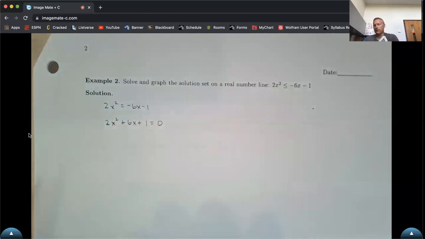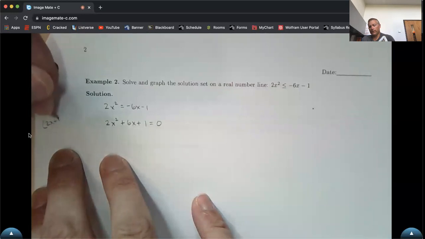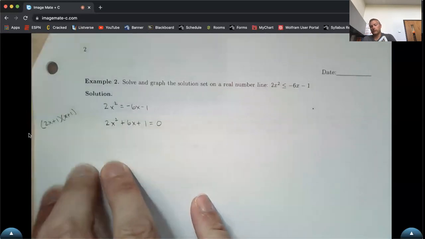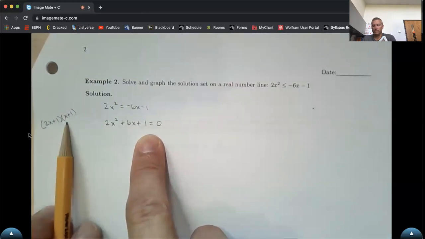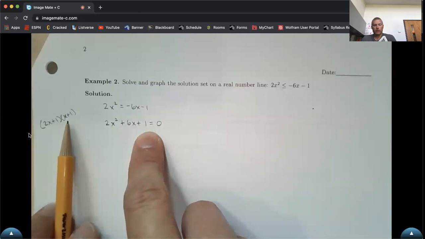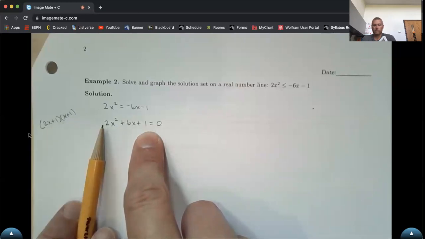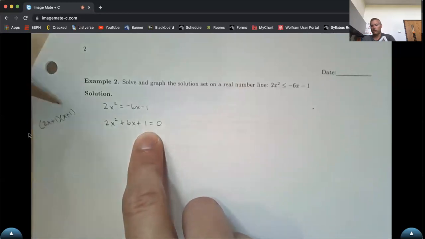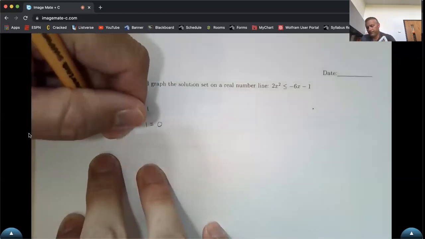This one's not going to factor though. If I imagine just off to the side here, the only way that it could possibly factor is like this. I need 1 times 1 to get the 1 on the end, 2x times x to get the 2x squared, and all the signs are positive. But if I do a FOIL of this, it's not going to be 2x squared plus 6x plus 1. So it's not going to factor.